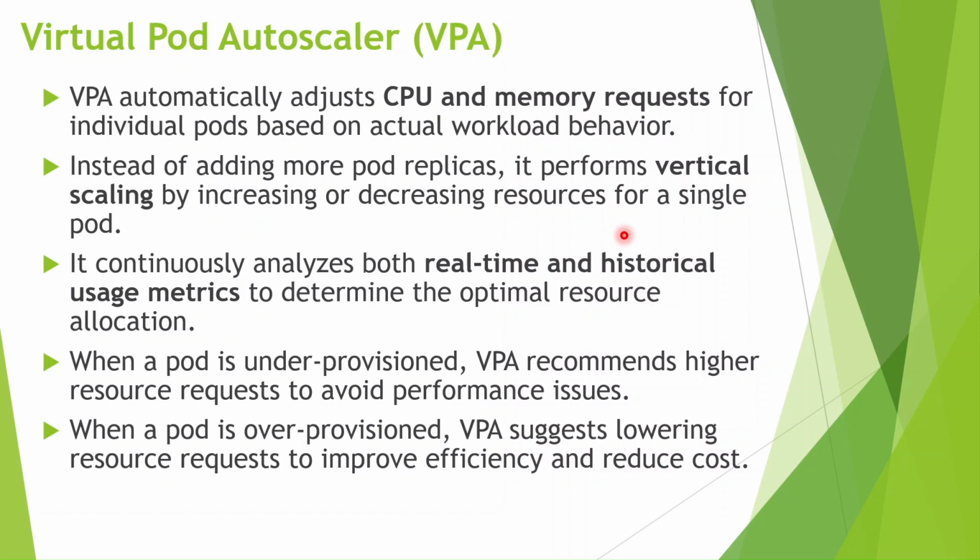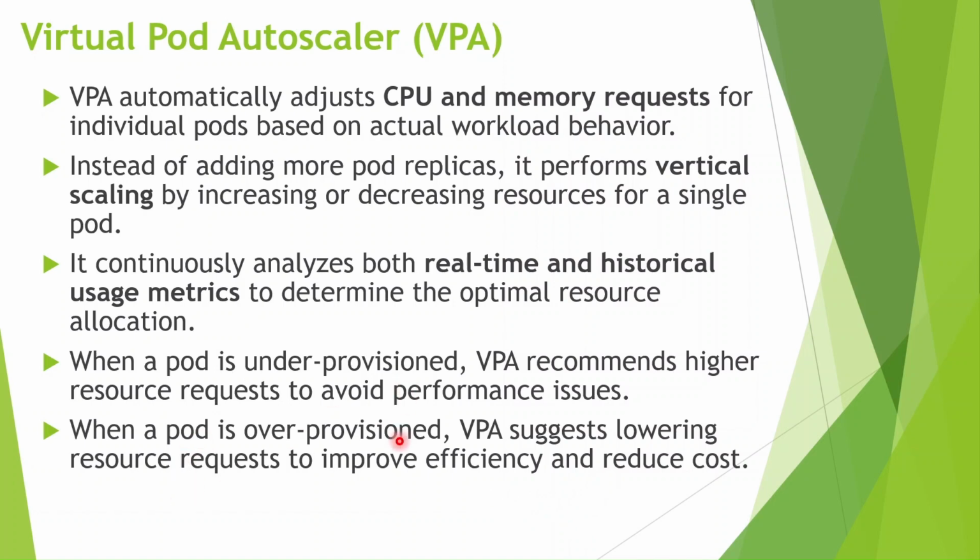While in HPA, like we have seen in the previous video, it will add more replicas, VPA will just perform vertical scaling by increasing or decreasing resources. It continuously analyzes both real-time and historical usage metrics to determine the optimal resource allocation, and based on that, it takes decisions. When a pod is under-provisioned, the VPA recommends higher resource requests to avoid performance issues, and when a pod is over-provisioned, VPA suggests lowering resource requests to improve efficiency and reduce cost.